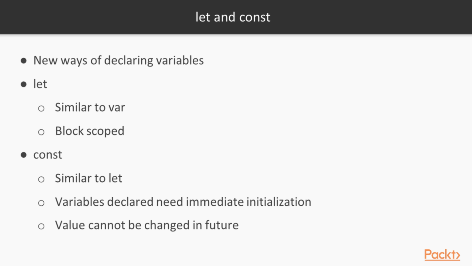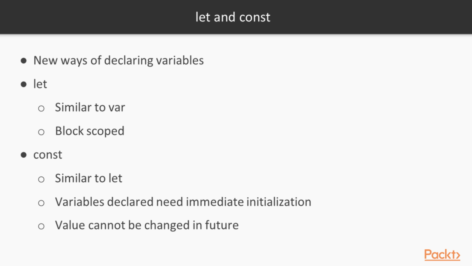Now that we have understood what scoping is all about, let's concentrate on the new way of declaring variables, which is let and const. These are the two new things that have been introduced in ECMAScript 2015 for declaring variables. Taking a look at let, it's very similar to var. You used var to declare a variable; similarly, you will use let to declare a variable. But the main difference is, remember, var was function scoped, whereas let is a block scoped variable declaration.